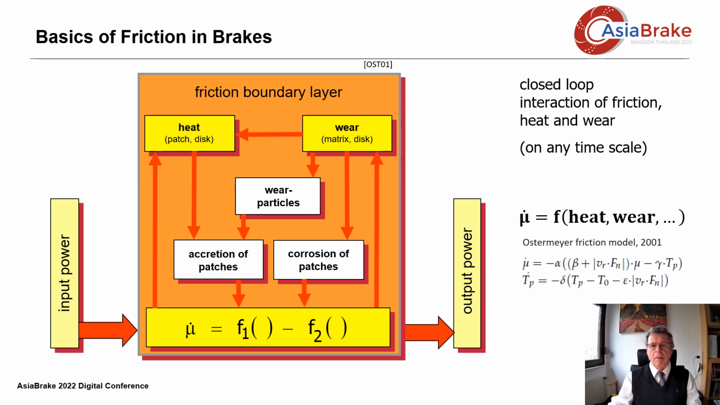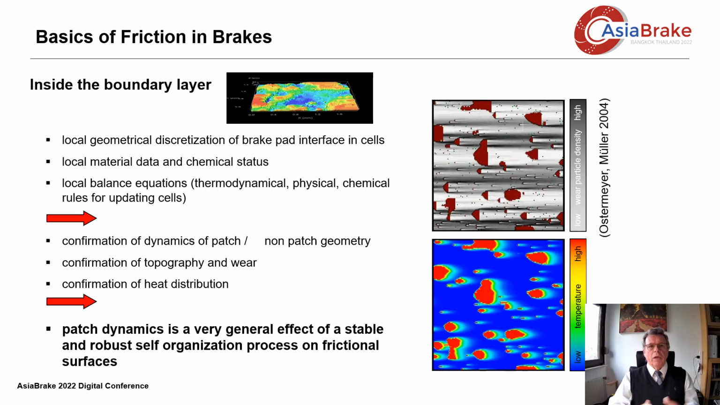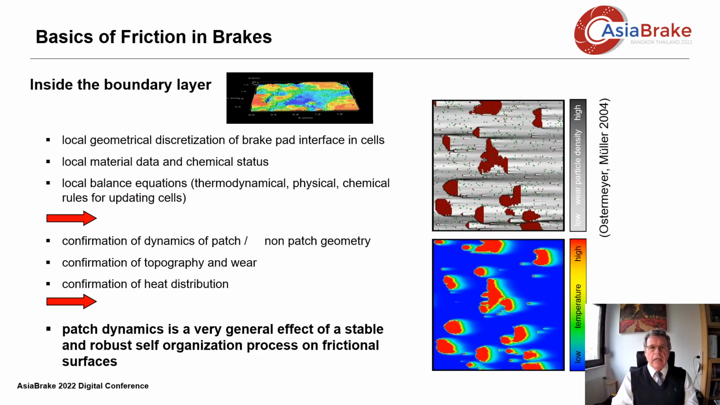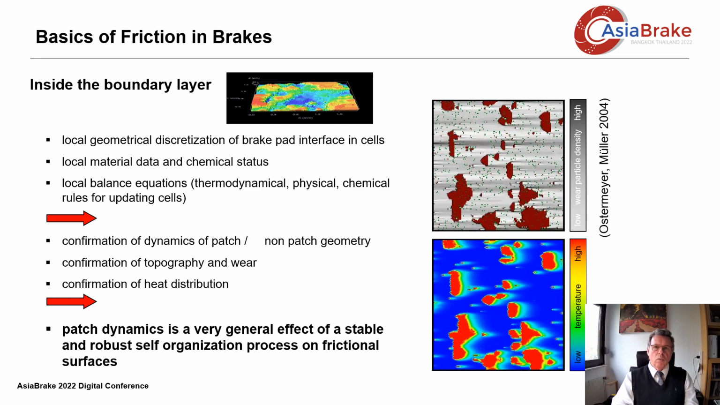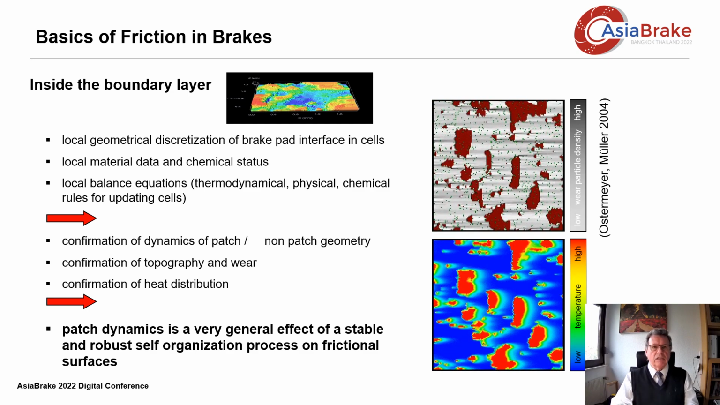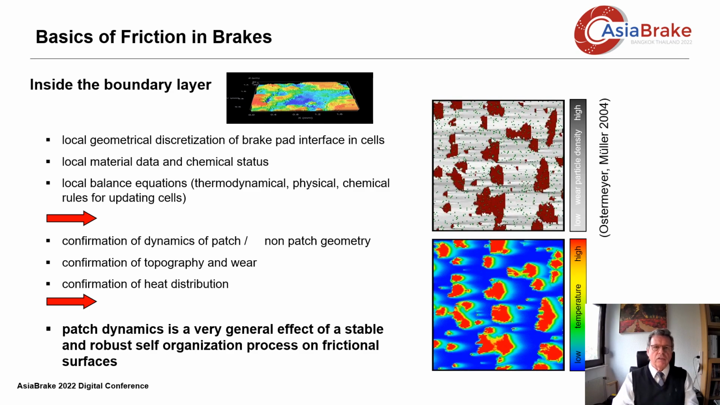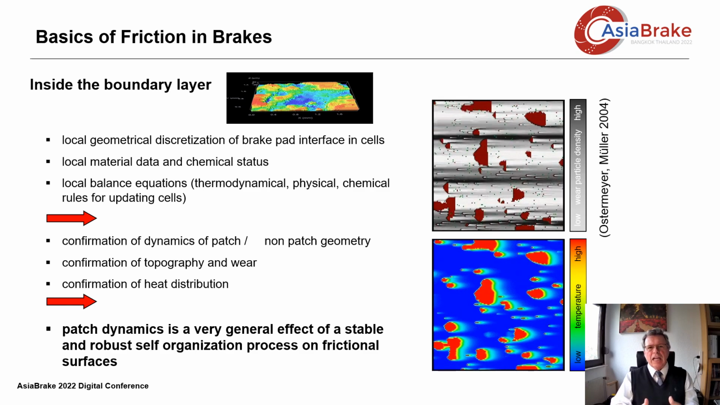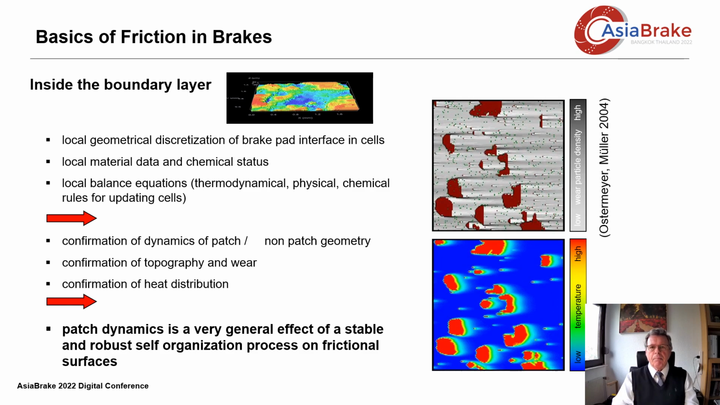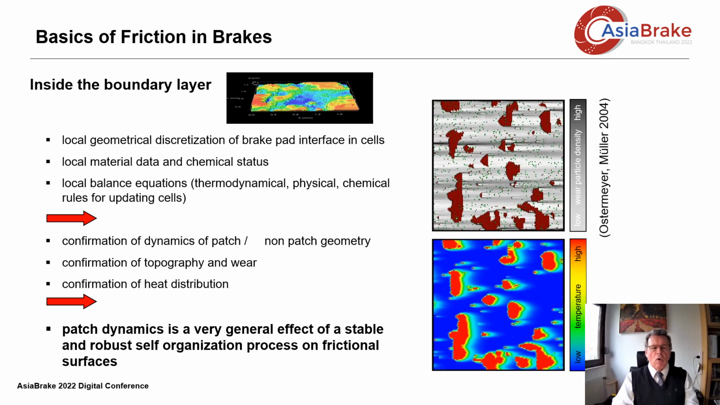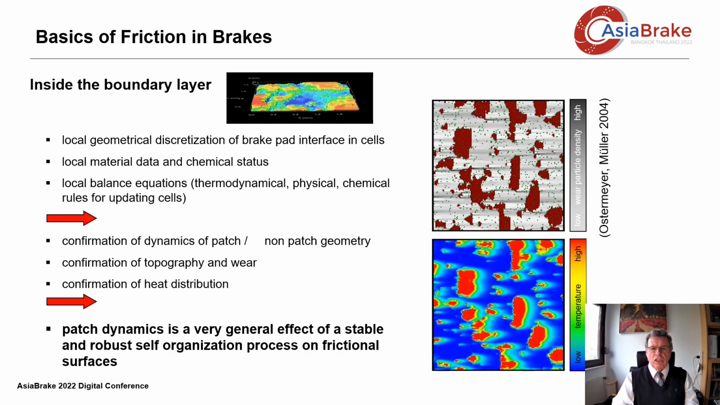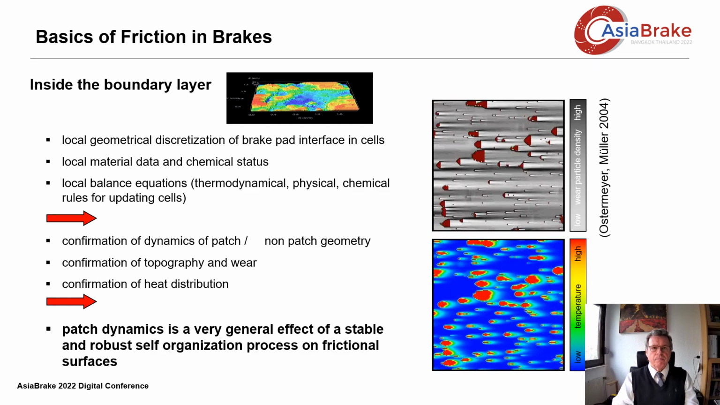This is a friction law of mine that describes mu dot as a function of heat and wear. If one discretizes the boundary layer and feeds it locally with the geometry, the materials, and local thermodynamic processes, one obtains a patch dynamic and temperature distribution as found in the real brake. You see here the animations on the left.